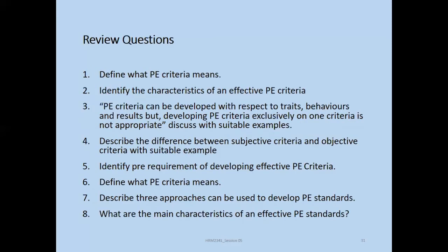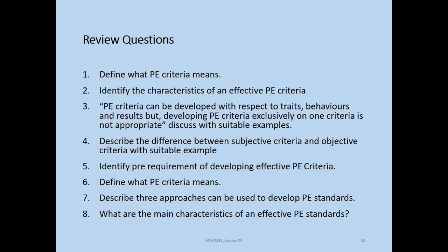These are the review questions you can answer by using the knowledge gained through this session. Define what performance evaluation criteria are. What are the characteristics of effective performance evaluation criteria? The third question is very important: performance evaluation criteria can be developed with respect to traits, behaviors, and results, but developing criteria exclusively on one is not appropriate. Discuss with a suitable example. When answering this type of question, you must mention the 3 options, trait criteria, behavior criteria, and results criteria, with advantages and disadvantages. Then the final recommendation is multiplicity of criteria.